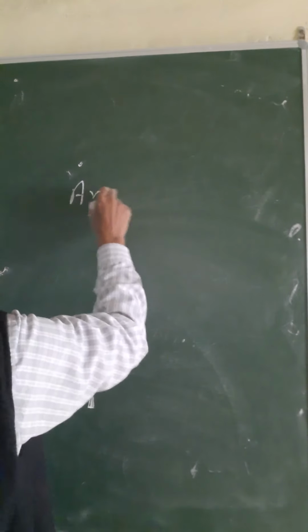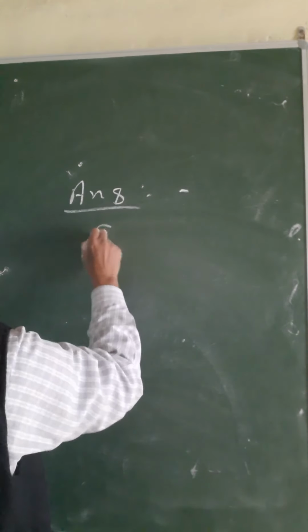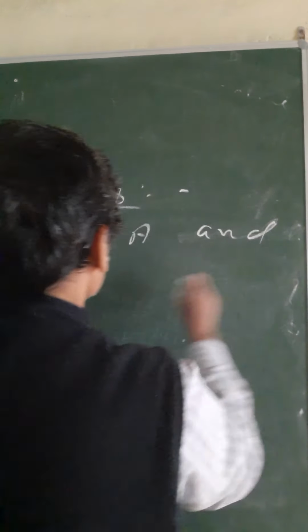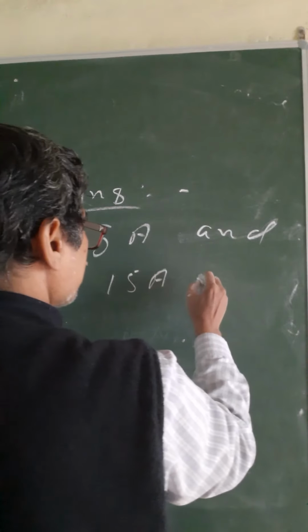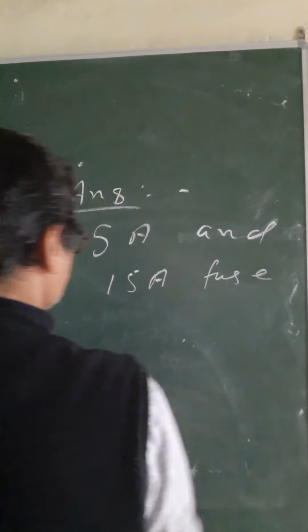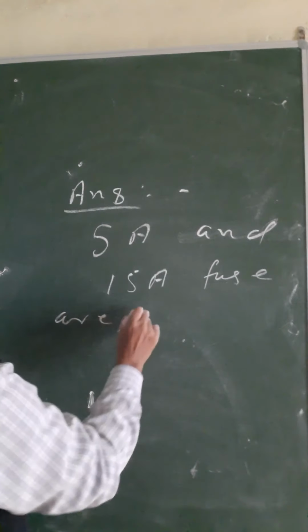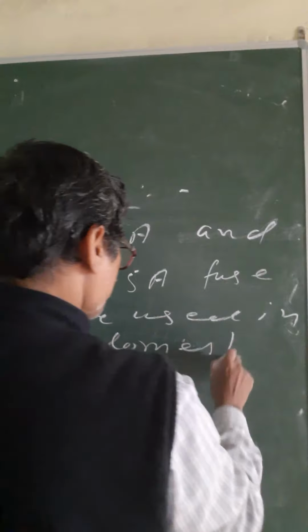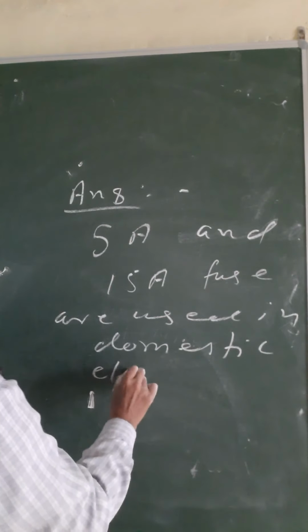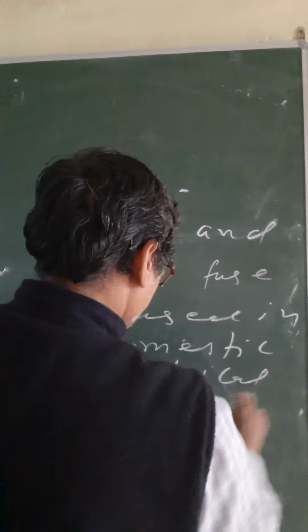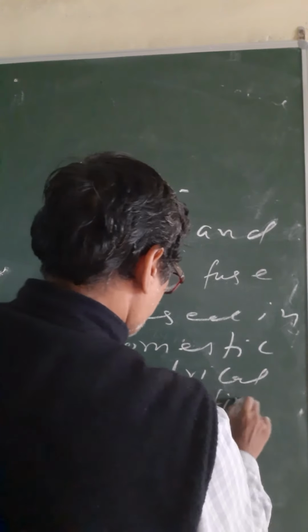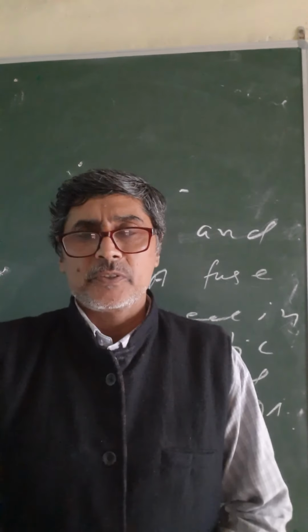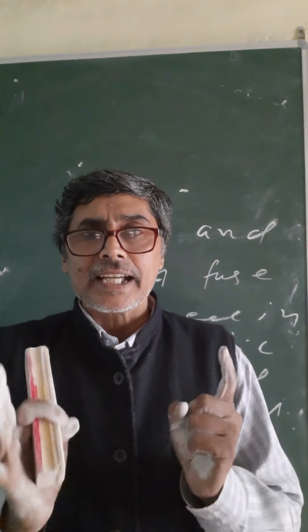So your answer is that 5 ampere and 15 ampere fuses are used in domestic circuits, in domestic electrical fittings.